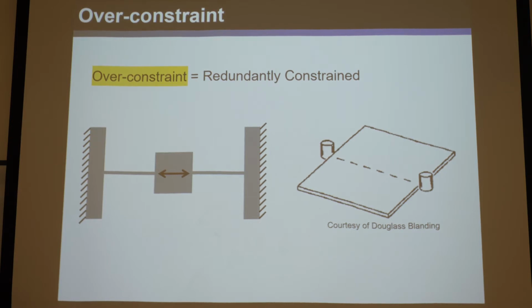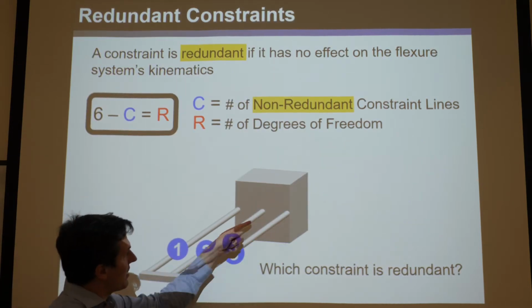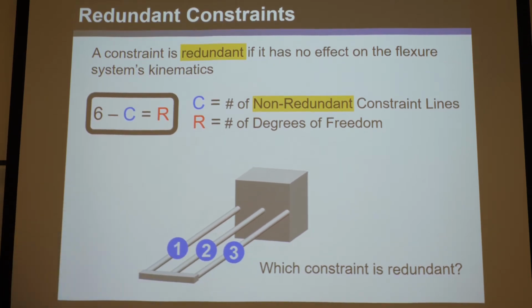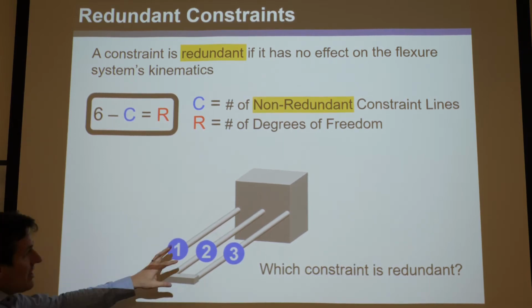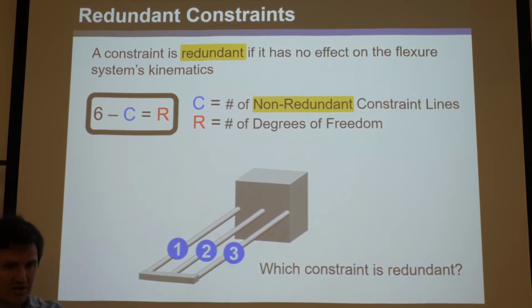So I could just keep adding. I could add a 4th one that's parallel to it. I could add another one right here. I could just keep adding them, and it's going to over-constrain it more and more. But once there's even one bad child in there, one bad thing that's redundant, the whole thing's considered over-constrained. To be exactly constrained, this equation has to work, and they all have to be doing a unique job of killing a degree of freedom.